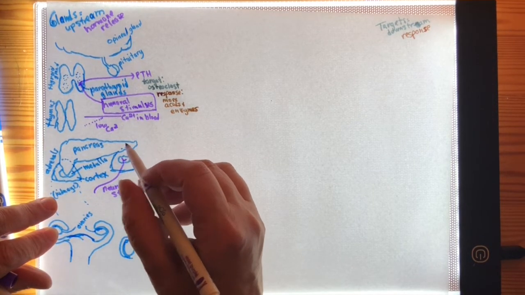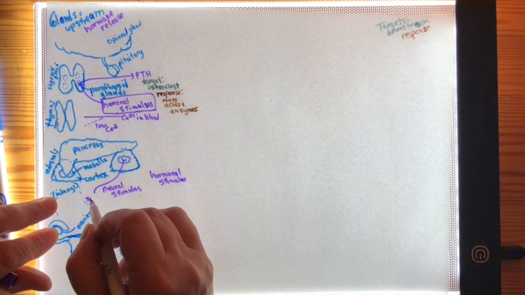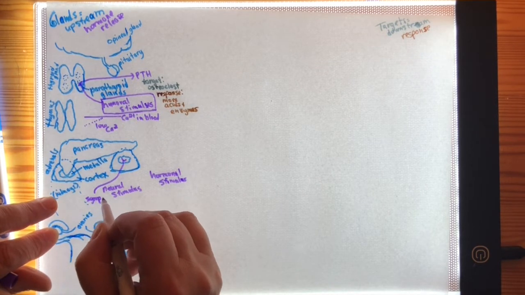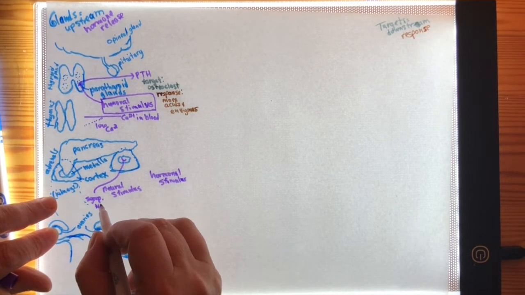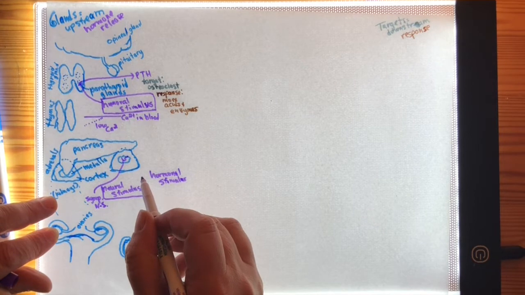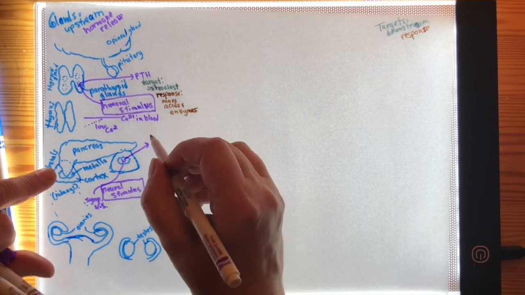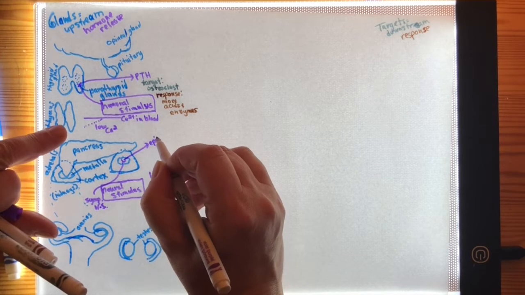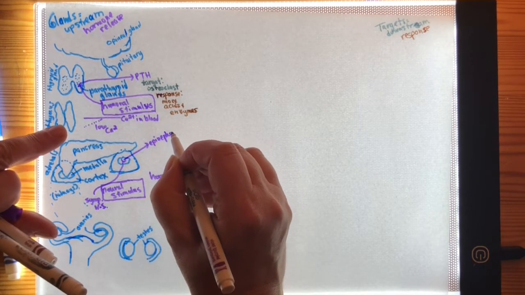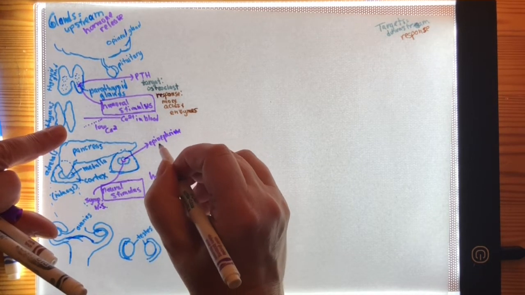All right, so let's go on down to the neural stimulus here. So the neural stimulus, we discussed this one last week. The adrenal medulla is stimulated by the sympathetic nervous system. And so these neurons will plunge right into that adrenal medulla and will cause those cells within the adrenal medulla to release epinephrine and norepinephrine.